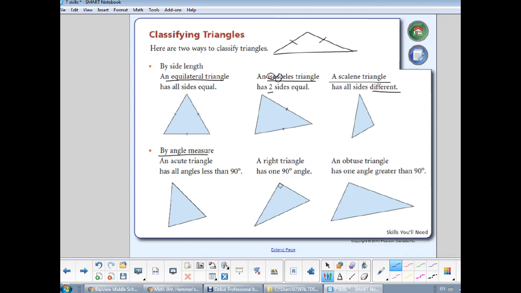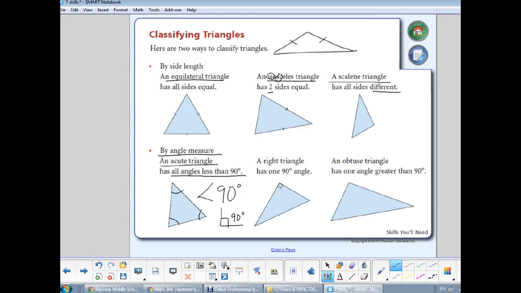The other way to classify triangles is by angle measure. You can have an acute triangle where all angles are less than 90 degrees. So all of these angles here, if we were to take a protractor and measure them, they would all be less than 90 degrees. And 90 degrees is a right angle. So here's 90 degrees right here. So all of them are going to be less.